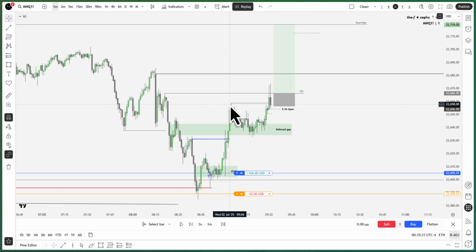It doesn't matter what the key level is. It could be an order block, it could be anything. But this is a more advanced entry because it's not one of the more obvious ones.